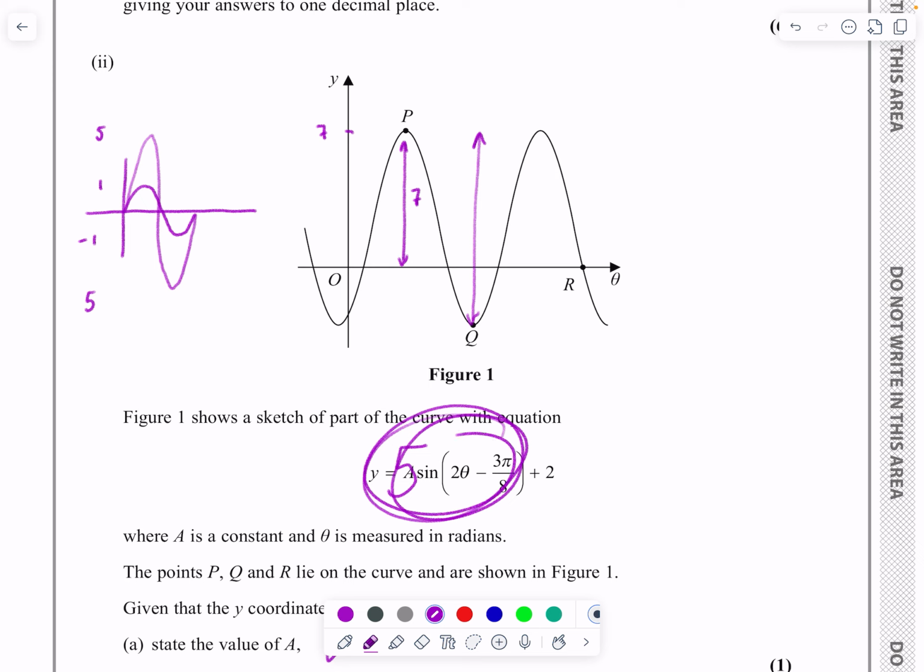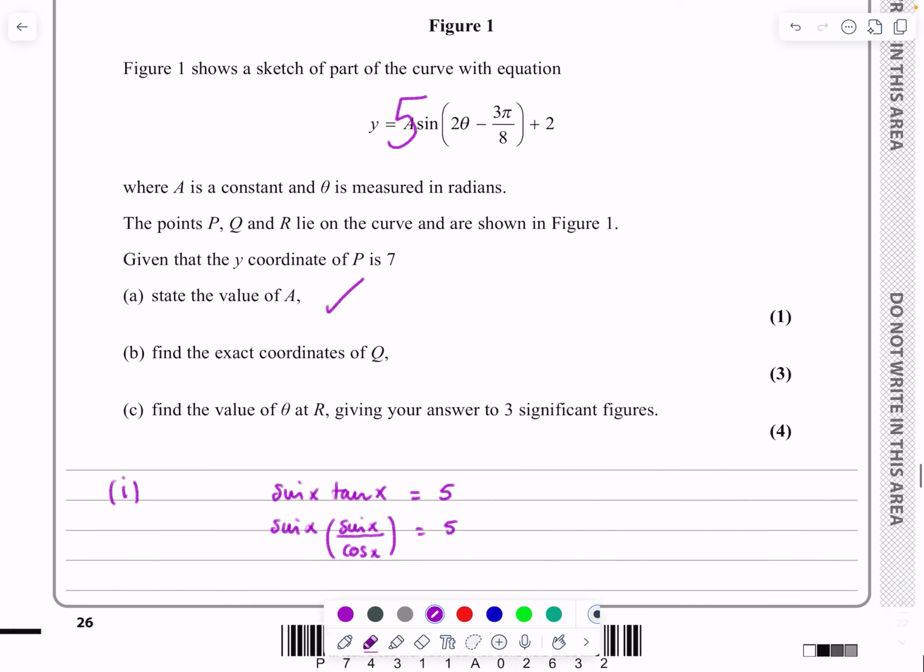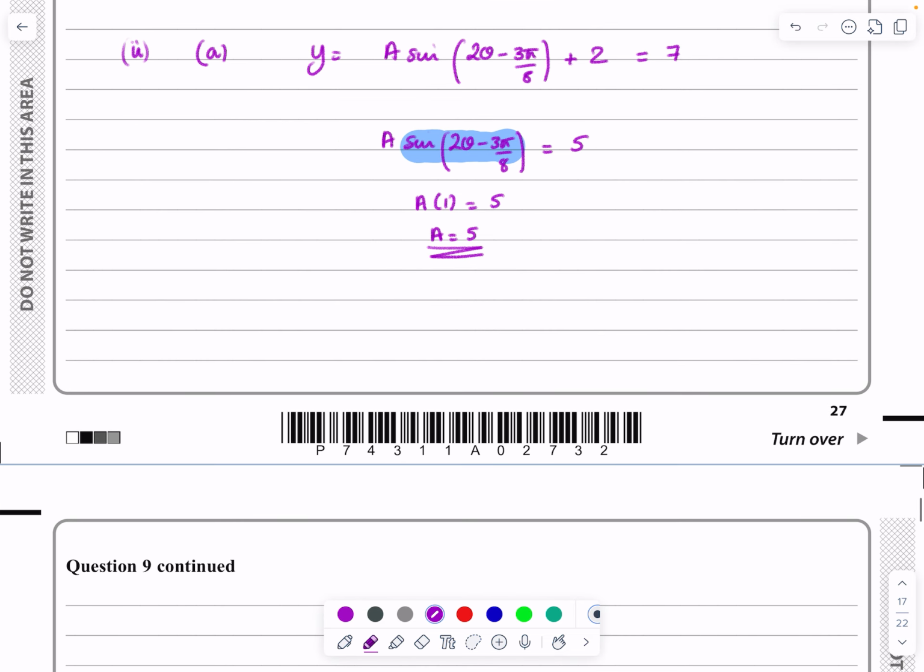So if the range goes from 5 to minus 5, we know that that length there then is 10, which means this length here is 10. Well, if that's 7 and that's 10, Q is equal to minus 3. I need to explain that to the examiner. There's not loads of marks for it, so now I've explained it to you guys, I'll do it in a much briefer version for the examiner.